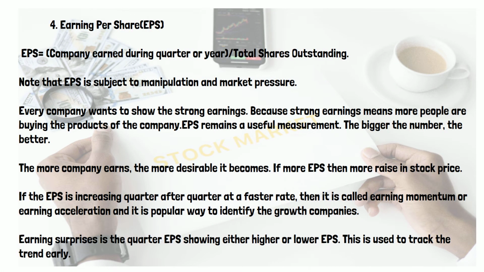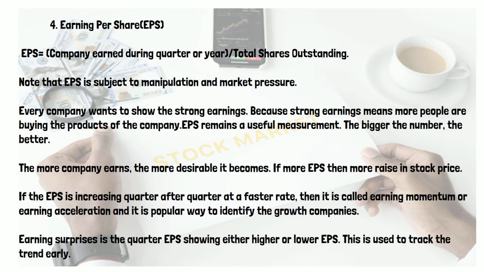Number 4. Earnings per share. In short, it is also called EPS. The formula for EPS is what the company earned during the quarter or year divided by total shares outstanding. Here one thing important to note: EPS is subject to manipulation and market pressure. Every company wants to show strong earnings, because strong earnings means more people are buying the products of the company. EPS remains a useful measurement.